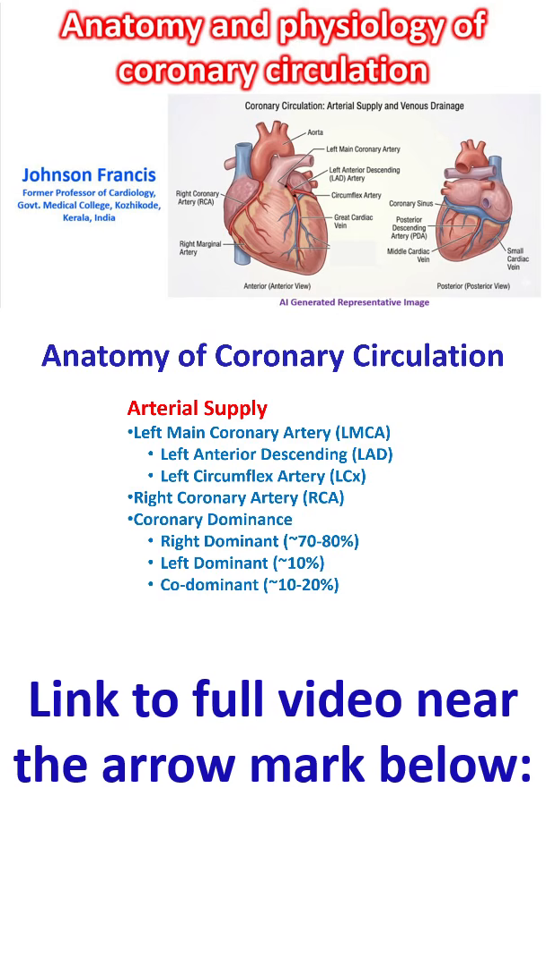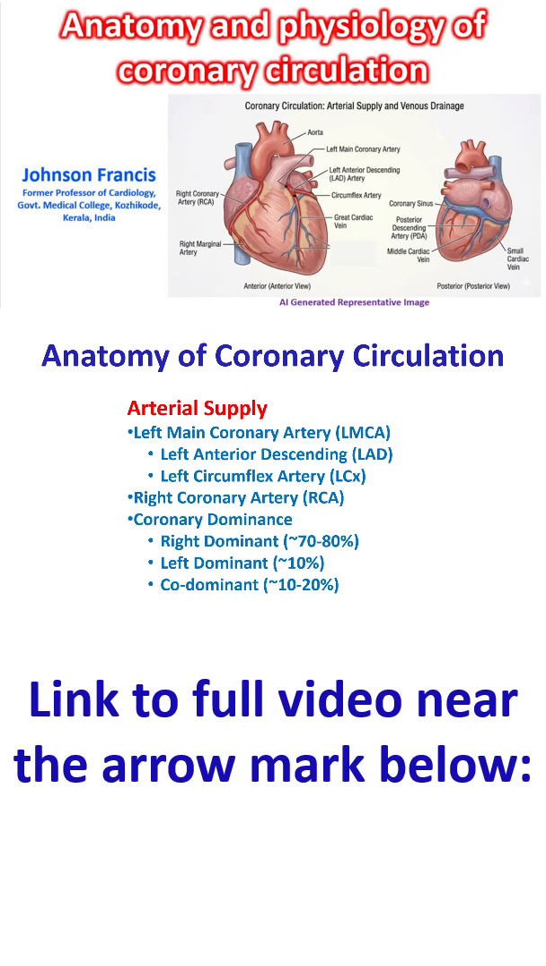It courses down the anterior interventricular sulcus. It supplies the anterior wall of the left ventricle and the anterior two-thirds of the interventricular septum, the apex and the bundle branches. Left circumflex courses along the atrioventricular groove towards the posterior aspect of the heart. It primarily supplies the lateral and posterior walls of the left ventricle and the left atrium.